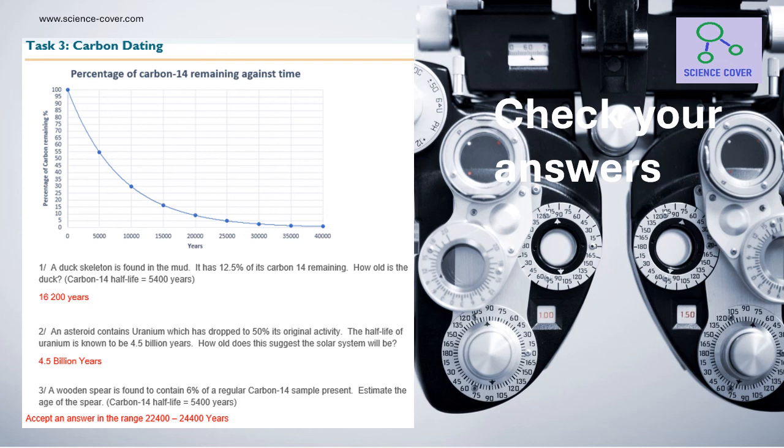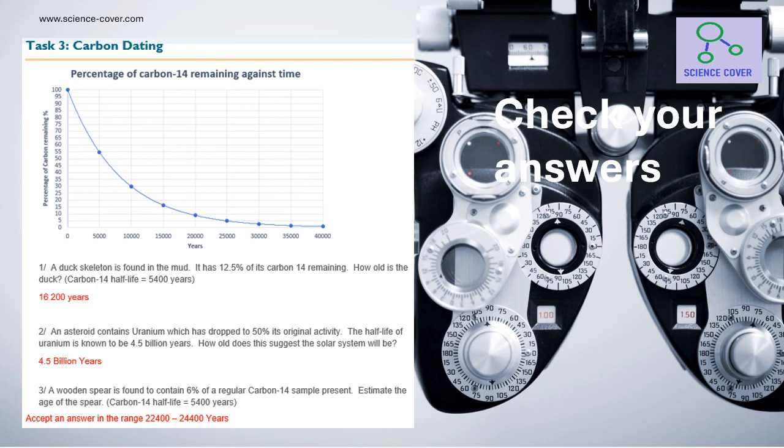We can look at the graph and read across from 12.5%, and we should find an answer about 16 or 17,000 years. Or we could use the chain method to be more accurate and assume that the duck had 100% of the carbon-14 when it died, 50% after 5,400 years, 25% after 10,800 years. Therefore, after 16,200 years, it should have 12.5%.